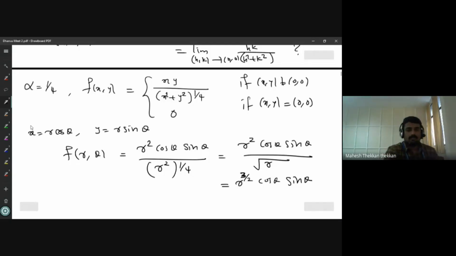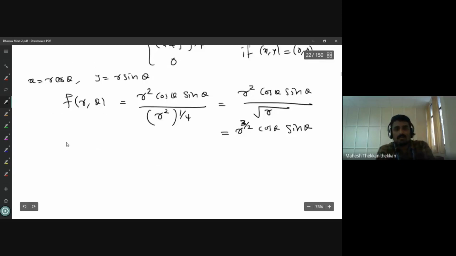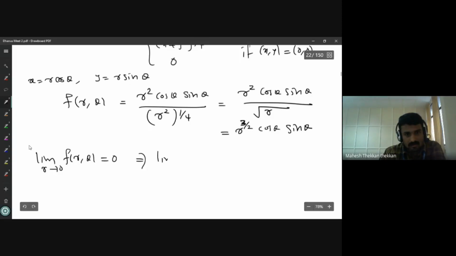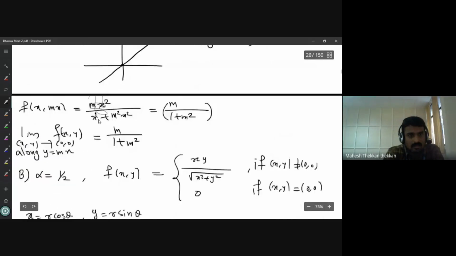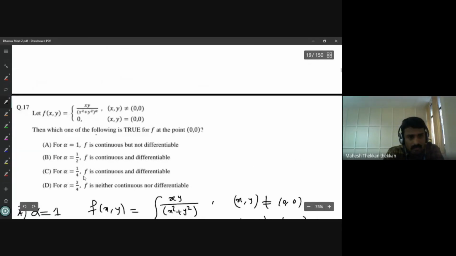Okay. Now again, as r tending to 0, what happens? As r tending to 0, this value goes to 0, right? Limit r tending to 0, f of r theta, that is 0. So this implies limit xy tending to 0, 0, f of xy is equal to f of 0, 0. So the function is continuous at 0, 0. So that is the third option. If alpha equal to 1 by 4, f is continuous.